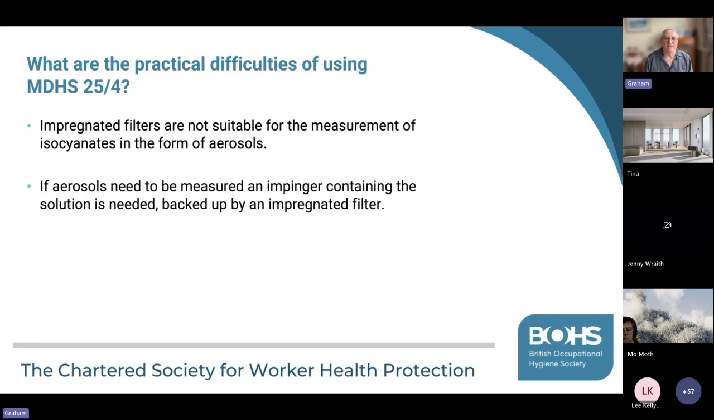But what if there are aerosols also present? Impregnated filters are not suitable for the measurement of isocyanate in the form of aerosols. If there are aerosols present as well, then we need to use an impinger containing a solution, backed up by the impregnated filter. So we need these two components if we're going to measure isocyanate where there are aerosols present.